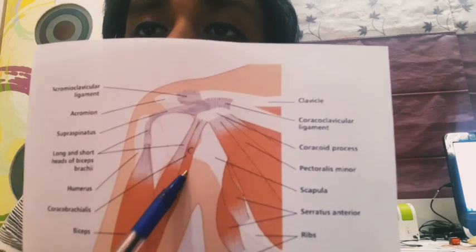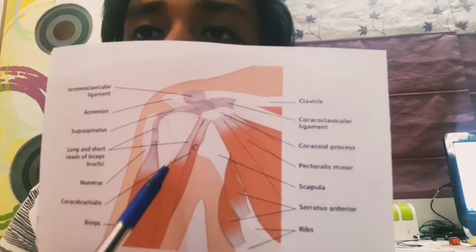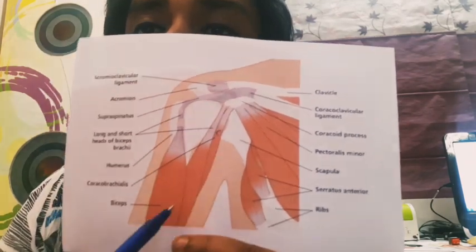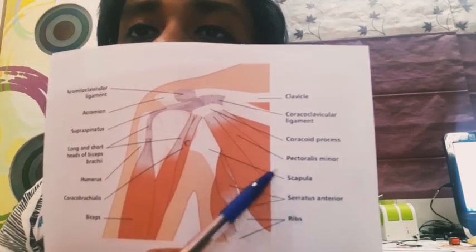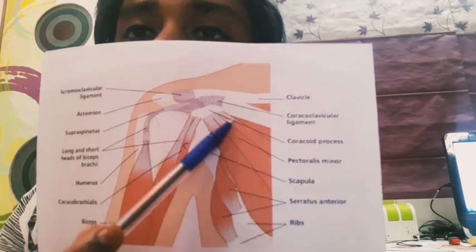So which are the three muscles I told you? One is the short head of biceps, the coracobrachialis, and the pectoralis minor. The coracobrachialis and short head of biceps come to the coracoid process, and from here there is the pectoralis minor muscle.